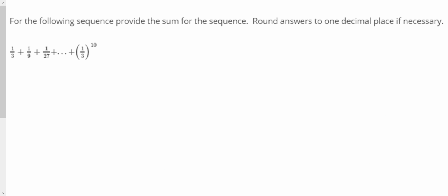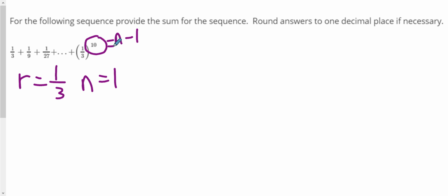Number 5. For the following sequence, provide the sum for the sequence. Round those answers to 1 decimal or to the nearest tenth if necessary. Okay, so the first thing I want to identify is when we go 1/9 divided by 1/3, we end up getting an r value, which is 1/3. So we're talking here geometric. I know that n is equal to 11 because of this 10. Remember, that exponent's always going to be n minus 1. So if you add 1 to 10, you get 11, of course. So we're going to have 11 terms.